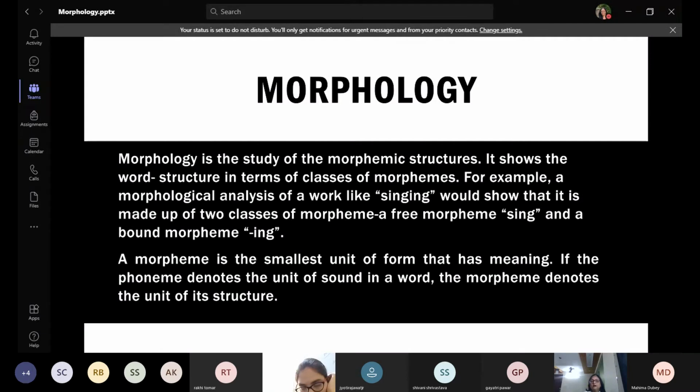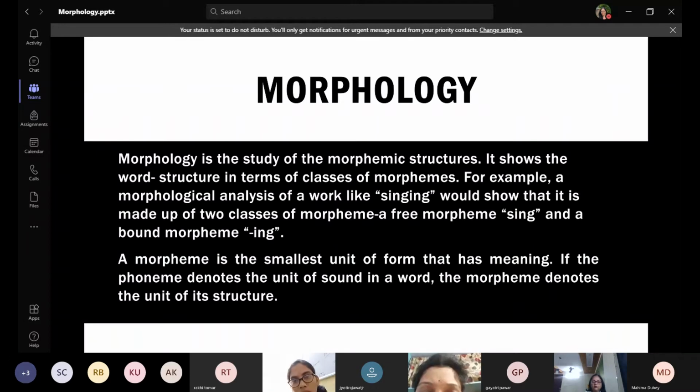So a morphological analysis of a word like singing would show that it is made up of two classes of morpheme. Sing has independent meaning, so it is a free morpheme. Ing has no independent meaning, so it is a bound morpheme. So again, repetition, to make you remember this: a morpheme is the smallest unit of form that has meaning.